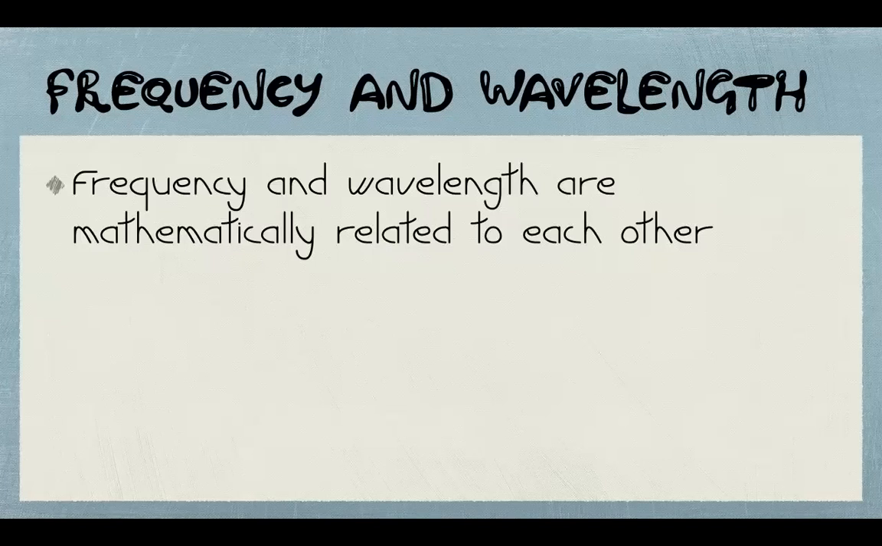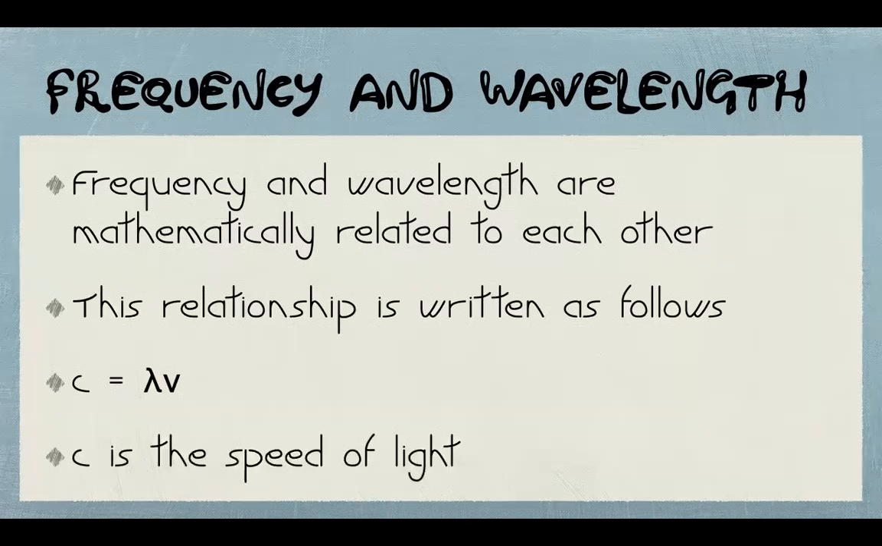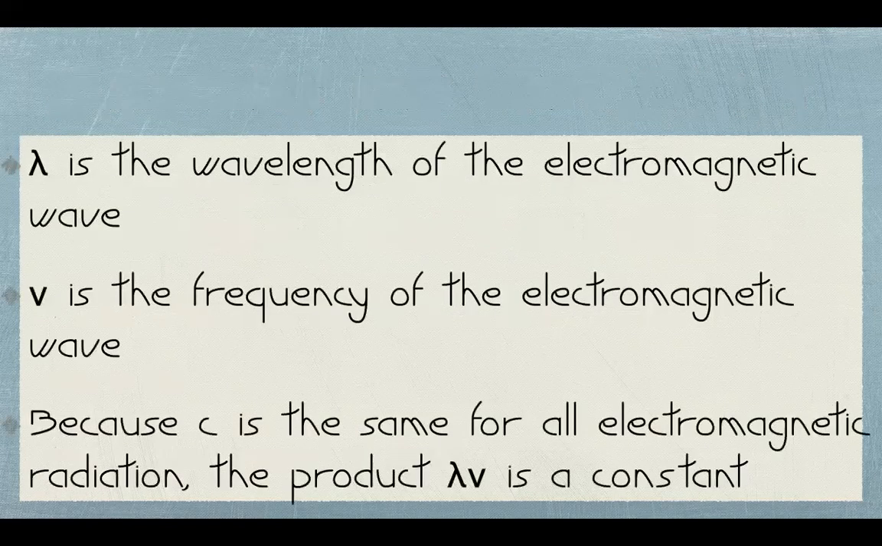We can actually relate them in a mathematical formula. So the formula is C equals lambda times V, which is wavelength times frequency, and C is the speed of light. So of course, we know that lambda is the wavelength and V is frequency. Because C is a constant, that means the product of wavelength times frequency is also a constant.